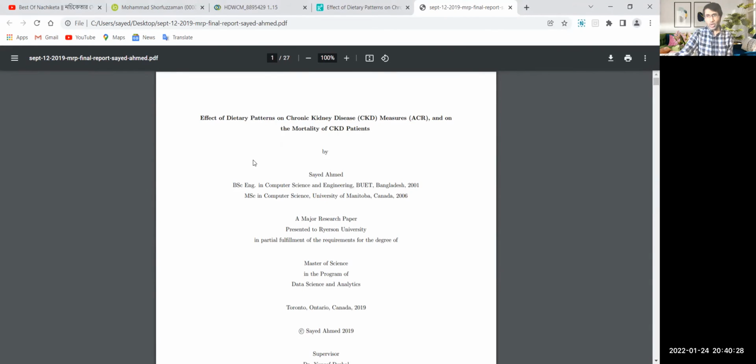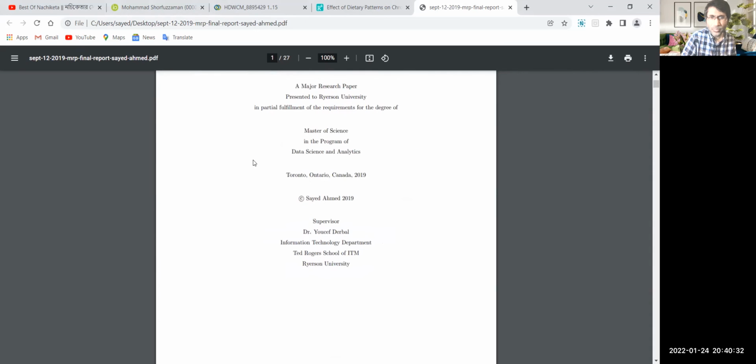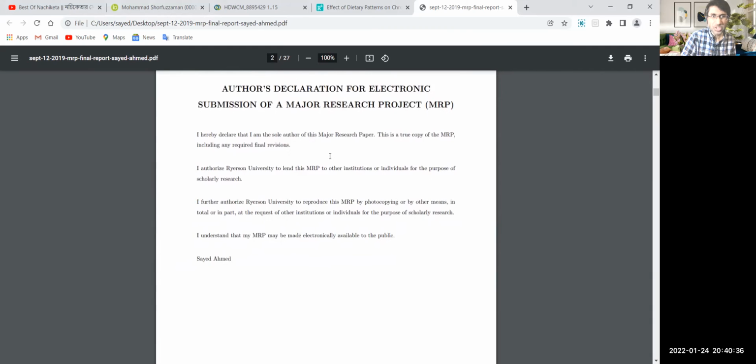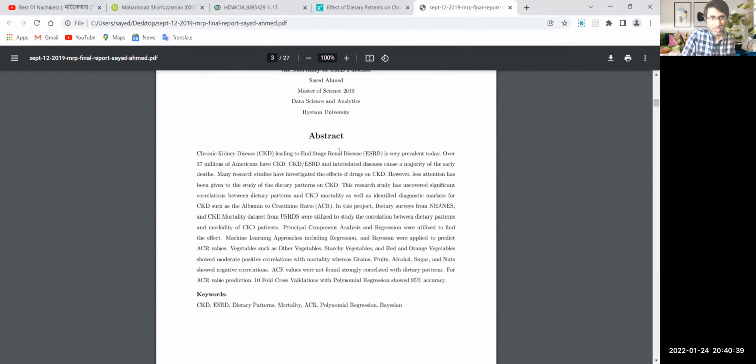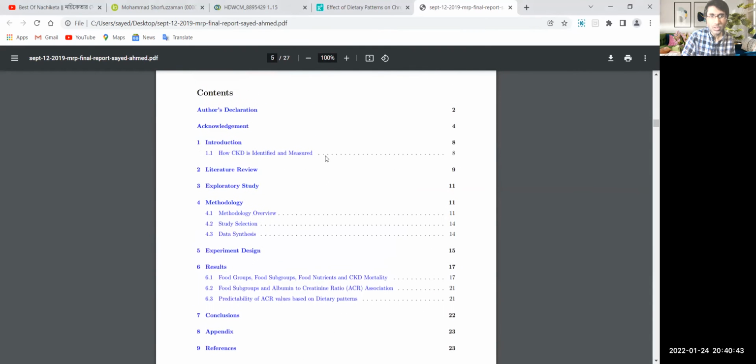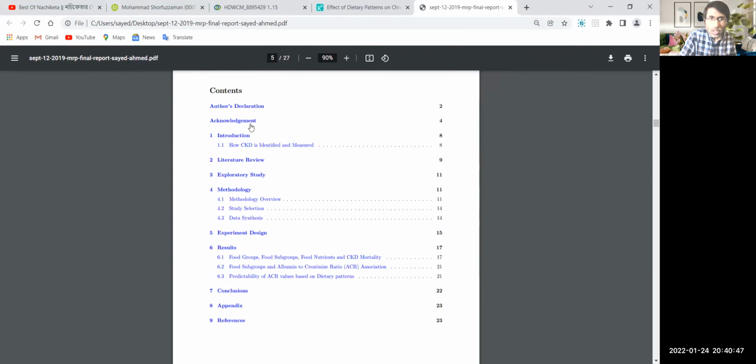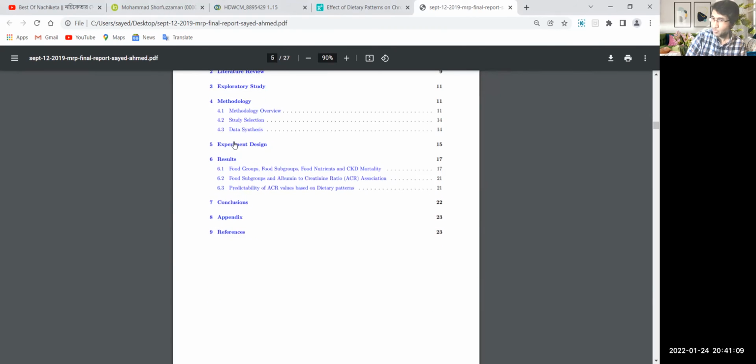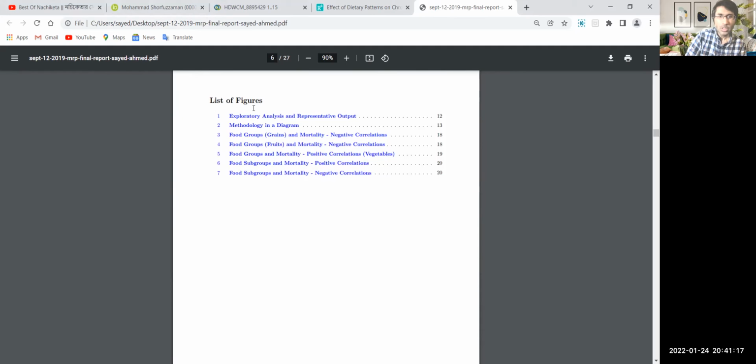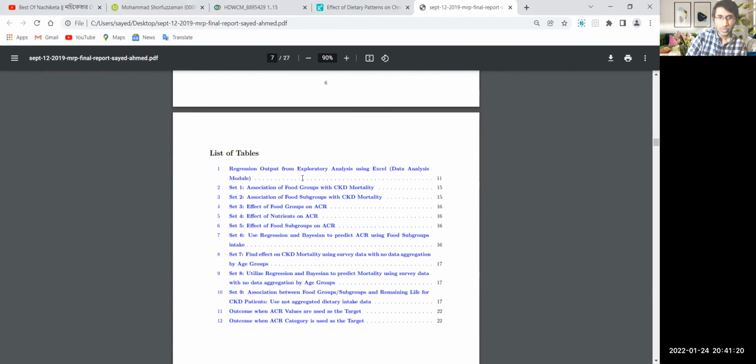Okay, let's say this is one of my works. It's in the private domain, but still I believe I can share. So, in terms of structure: first the abstract, then the acknowledgement, that's okay. Then introduction for sure, literature review for sure, exploratory data analysis for sure, methodology, overview study, data synthesis, then the experiment design that I told, results, conclusion, appendix, references. List of figures, list of tables, I think those are part of a thesis.